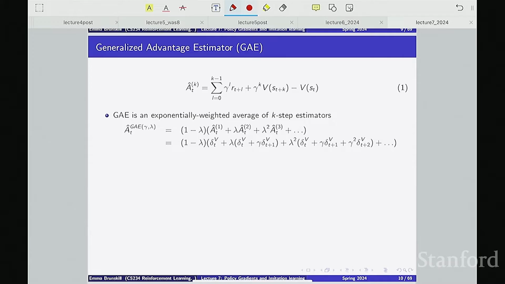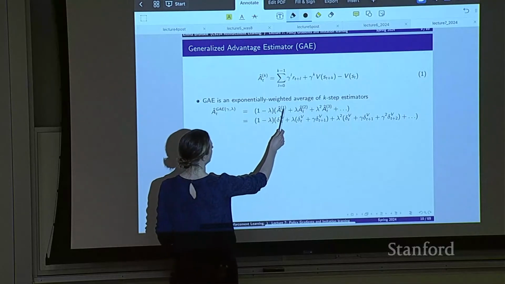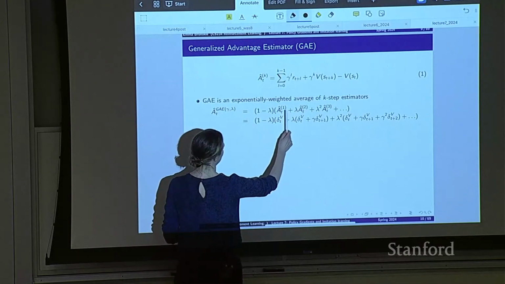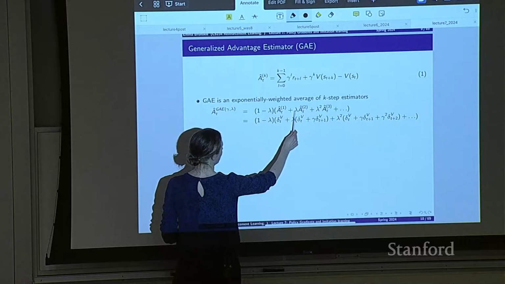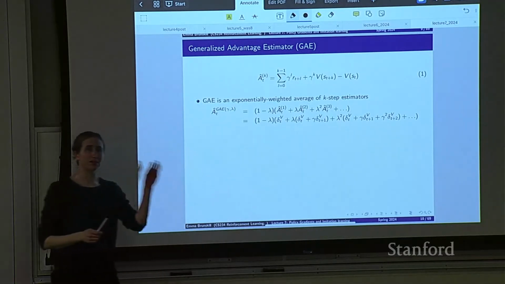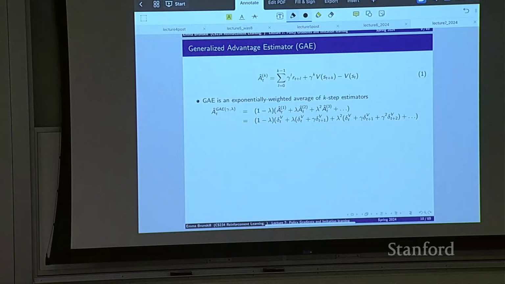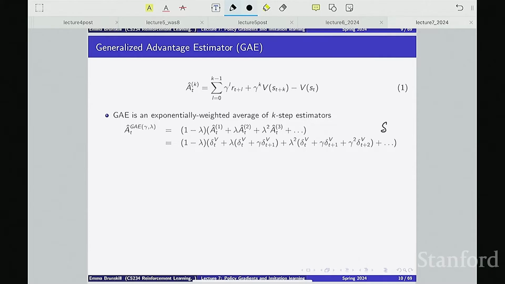So let's step through this a little bit to see how we do this. What this is saying here is I'm going to take the one-step advantage estimator plus lambda, a new parameter I've introduced, times the 2-step one, plus lambda squared times the 3-step one. I'm just saying, why don't I use all of my estimators, and weigh my different estimators. Now I've written this in the delta notation that we saw on the previous slide.